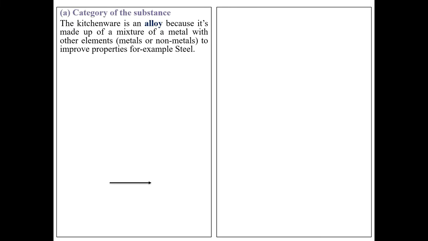when you look at part A, they want us to categorize. So we just, as we said, we have to keep on point. So here we are just saying that the kitchenware is an alloy. That is our category, because it's made up of a mixture of metal with other elements to improve properties. So that is the reason. And then the example is steel, which is in the scenario. So when you give the good category and you give the reason, you get all your 4 scores. Are you seeing that?